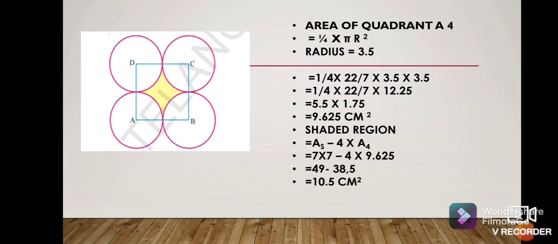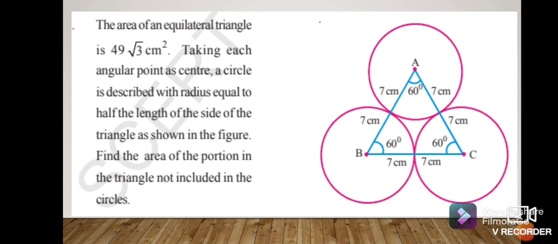Okay, children. Now one more important sum. The area of an equilateral triangle is 49 root 3 centimeter square. Taking each angular point as a center, a circle is described with radius equal to half of the length of the side of the triangle, as shown in the figure. Okay, children. So find the area of the portion in the triangle not included in the circles. Okay, in the before figure we took 4 points. Here you just take the 3 points and you can easily understand.